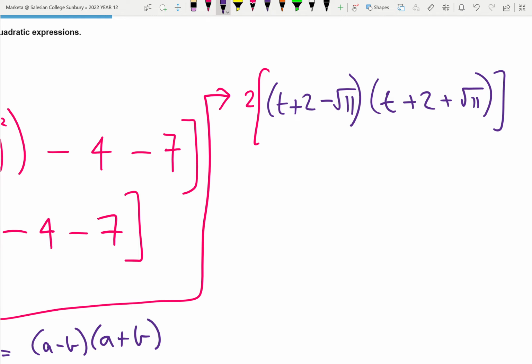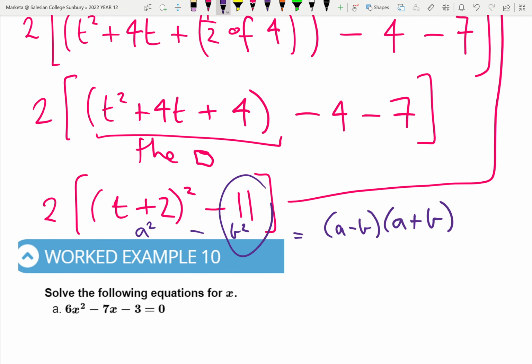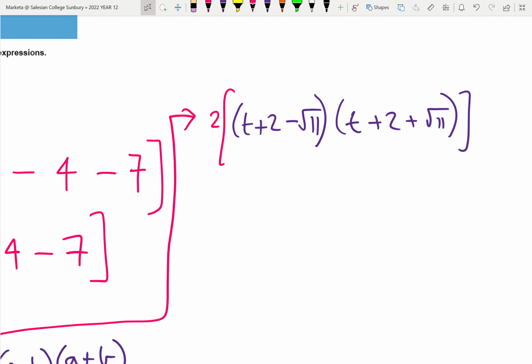So be careful, a lot of people are just going to write 11 rather than root 11. Don't forget that it's what we have in this line of working out. 11 is b squared, it's not b, so you've got to be careful of that. People are okay if it was 16 because the square root of 16 is 4, so that's fine. But when you get something that doesn't have a nice, easy square root, people don't do so well with that.